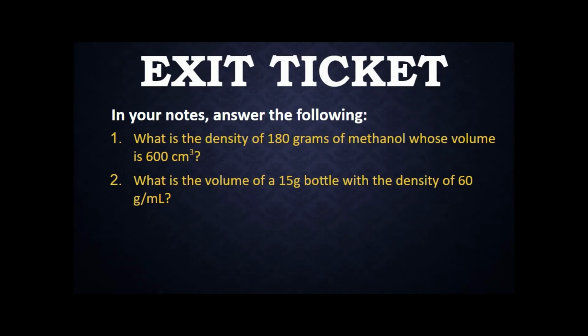That's it for our lesson today. For your exit ticket, please answer the following two questions in your notes. One, what is the density of 180 grams of methanol whose volume is 600 cubic meters? And two, what is the volume of a 15-gram bottle with the density of 60 grams per milliliter? We'll review these tomorrow morning before we begin the next lesson. Great job, guys.